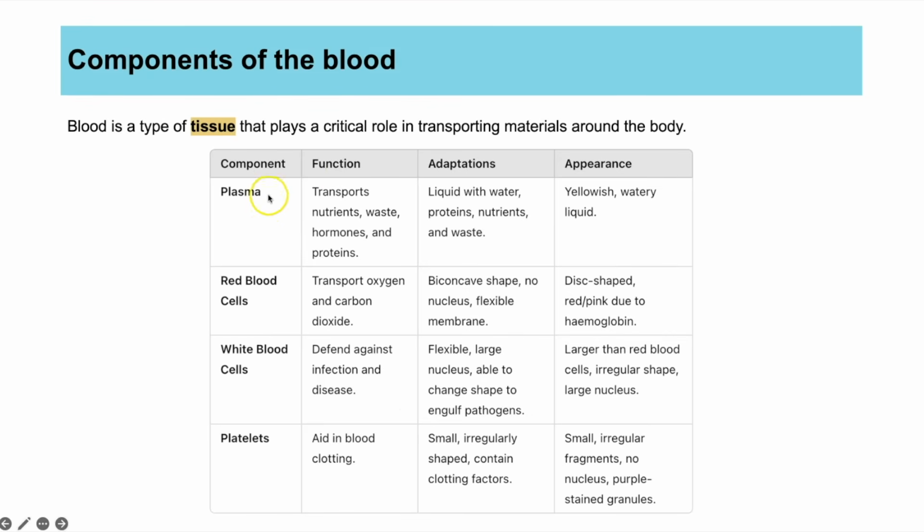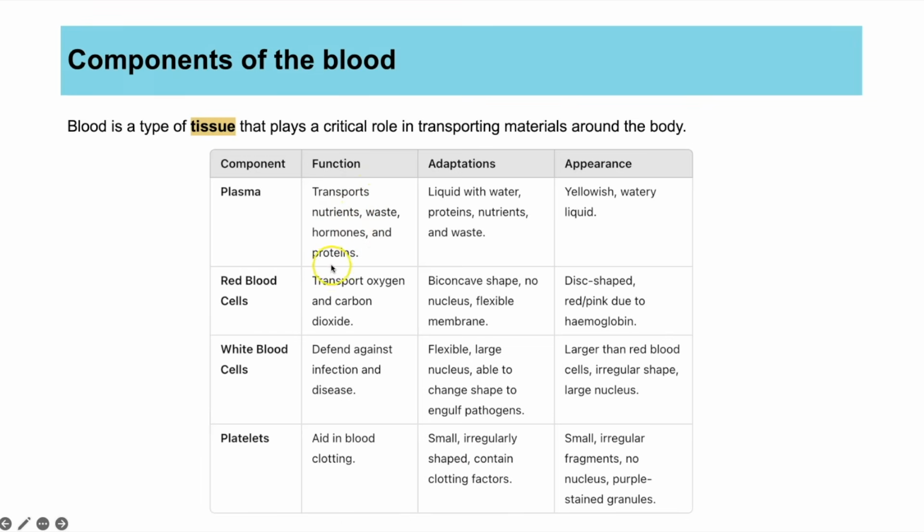So the plasma, this is the liquid part of the blood. And if you actually were to separate it out, so you just had the plasma, it is this sort of yellowy, straw-like looking liquid. So it's a watery liquid and it contains all of the dissolved substances, like it might have dissolved proteins, it might have hormones, there might be waste in there like carbon dioxide. So it's there to help to transport different nutrients and waste in the blood.